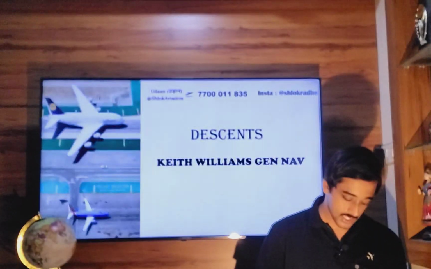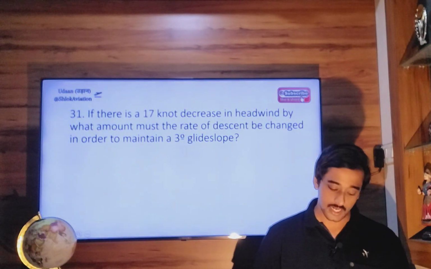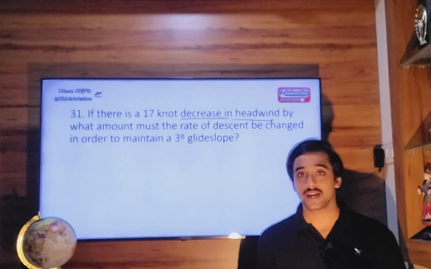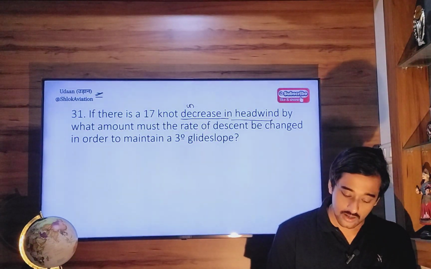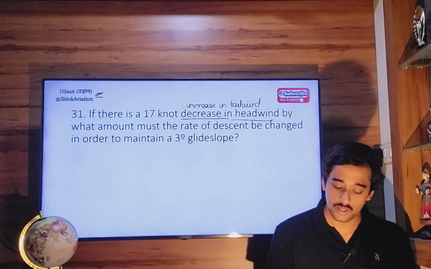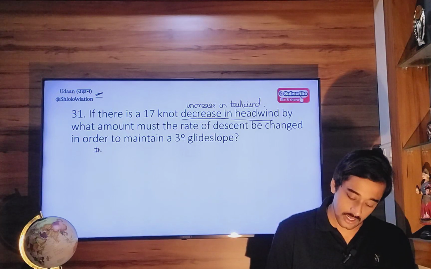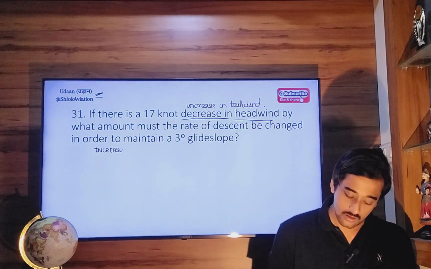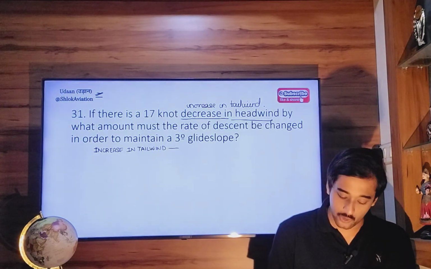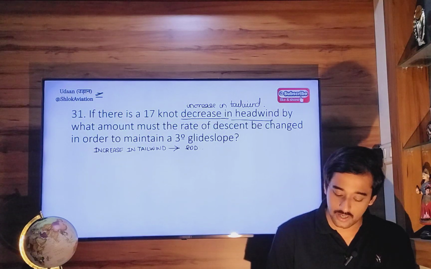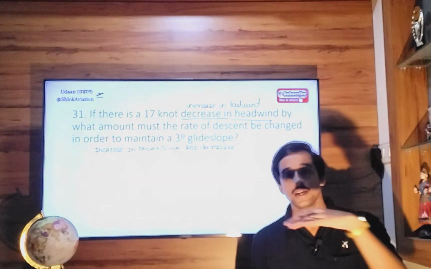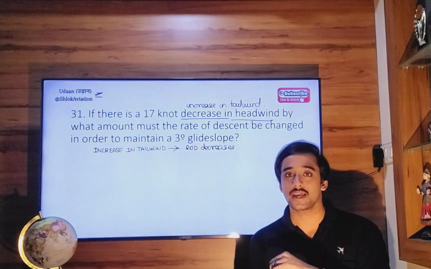So now let's start with this lecture with a new question, question 31. If there is a 17 knot decrease in headwind, a decrease in headwind can also be expressed as an increase in tailwind, right? Now we all know that whenever there is an increase in tailwind component, the rate of descent of your aircraft automatically decreases. Your aircraft will tend to remain suspended in the atmosphere instead of continuing that descent along the 3-degree glide slope.